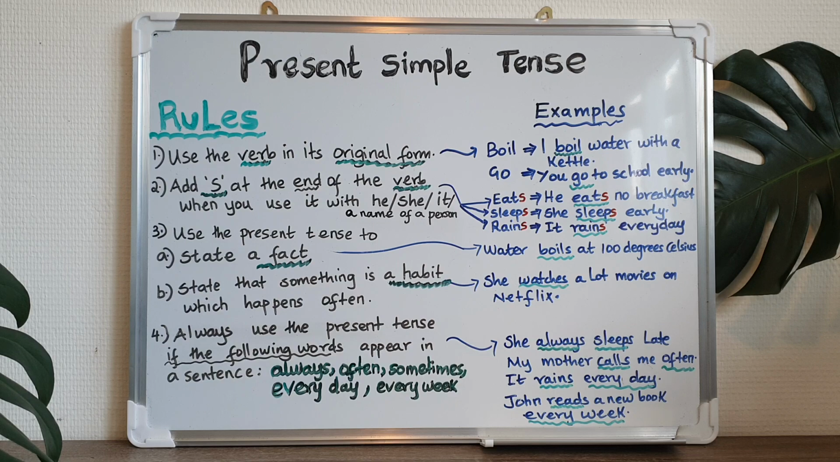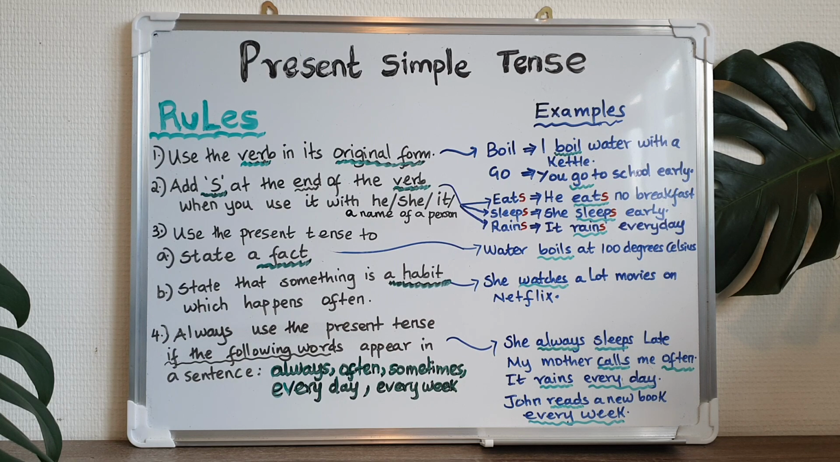If I was to replace she with I, I would say, I always sleep late. Remember rule number 1. Because when you combine I with a verb, you don't add an S. She always sleeps late. I always sleep late. You always sleep late. Remember rule number 1.